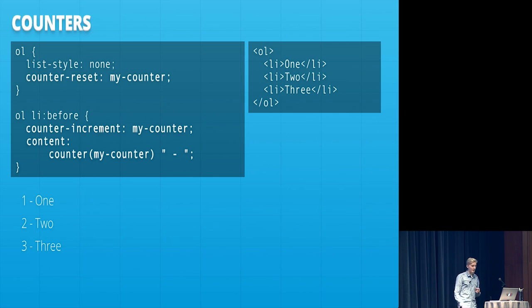And then you can reference that number in the content attribute using the counter function. And you can append any strings to that even. So with a regular ordered list, I just wanted to add the dash between the number and the actual content of the node instead of the dot that is usually there with ordered lists.